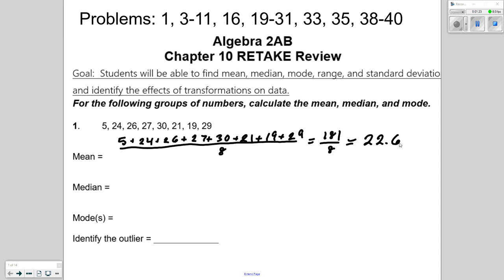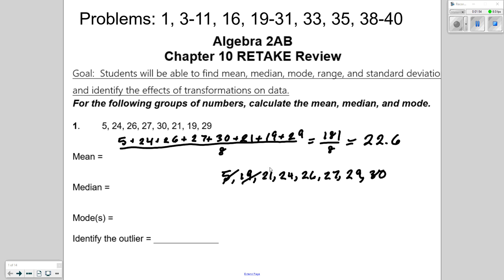All right, now for the median, we have to arrange these values from least to greatest and find that value that's in the middle. So on the right side here, I'm going to start listing those values in order. So we have 5, 19, 21, 24, 26, 27, 29, and 30.